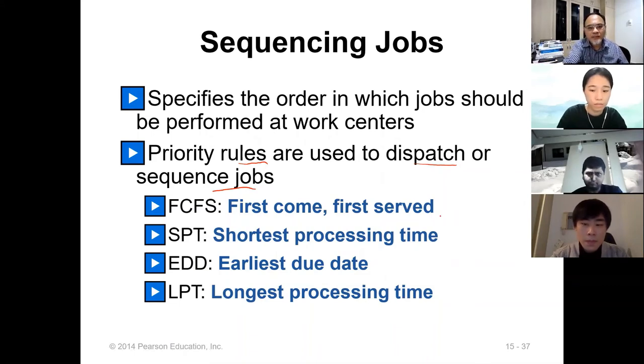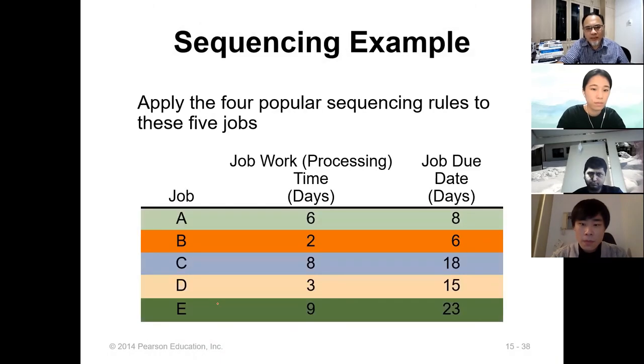So there are four priority rules. First is FCFS, first come, first serve. Whatever comes first, we are going to do first. Secondly, we can sequence according to shortest processing time. Rather than first come, first serve, we do the job which requires less time. Or we follow earliest due date, the dates promised to the customer, or we use the longest processing time. So these are priority rules.